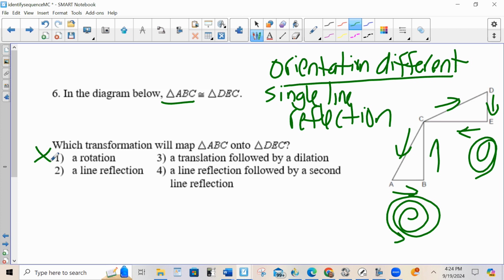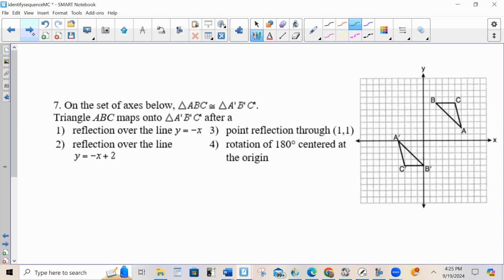A single rotation, no. A single line reflection, that one looks good. A translation and a dilation, that's not a single reflection. A reflection followed by a reflection, a double reflection, is not a single reflection. A double reflection will preserve orientation. Your answer is choice 2.